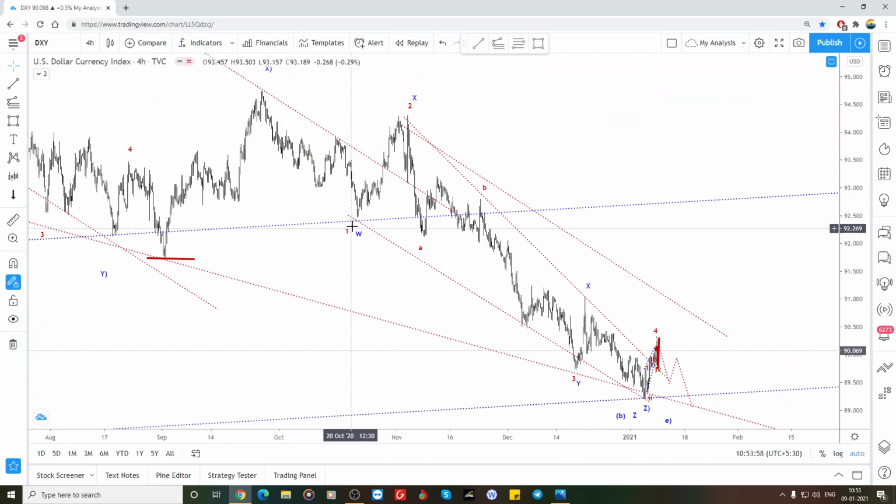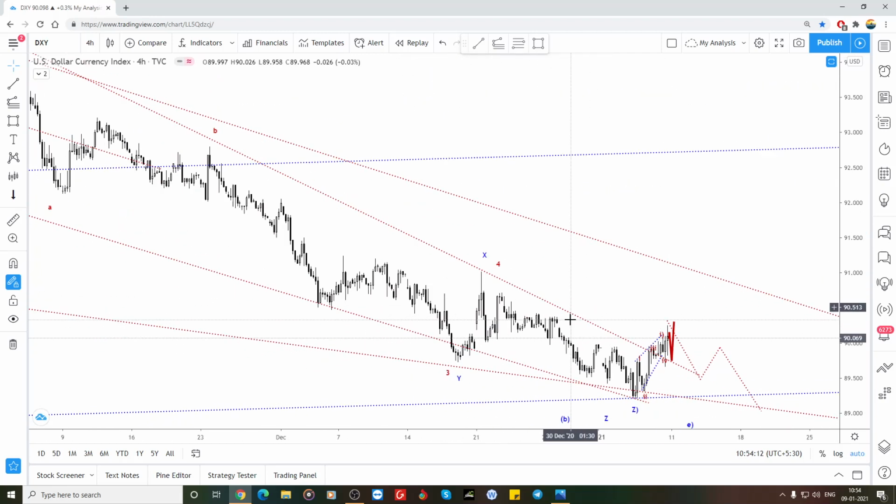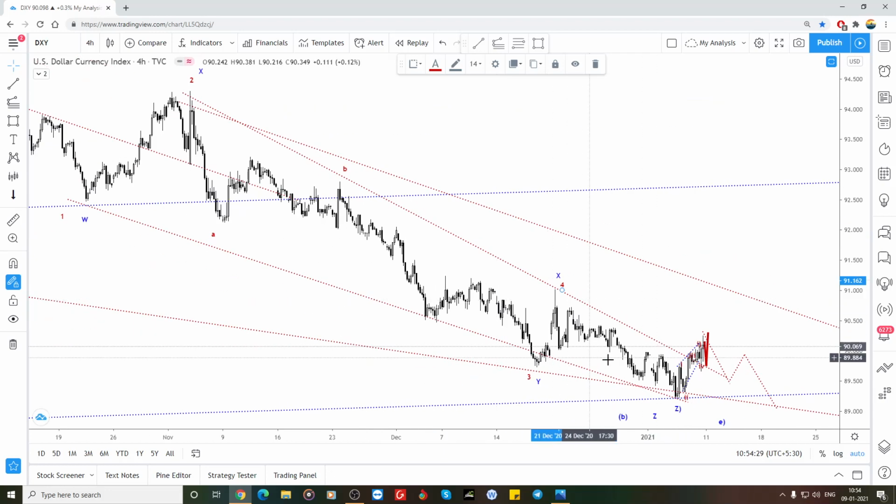So this is 1, 2, 3. So I took this as a 4, or it could be a triangle also, but it is not a good sign to make it a triangle. So I take this as a 4th. So here A, and again something has happened here, a B, whether it could be here. So here it's a little bit difficult to wave count here.